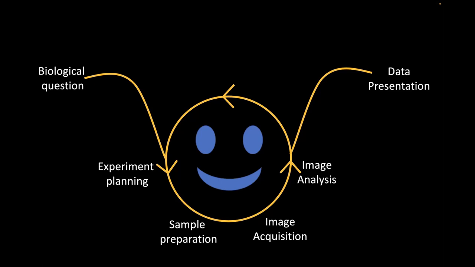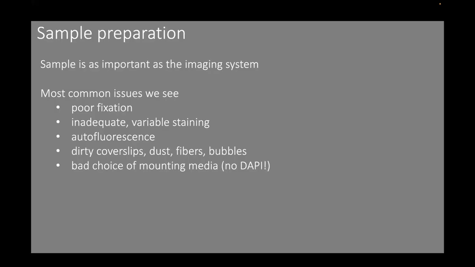So this is normal, okay? This is expected. Those are the most common issues that we are seeing. Poor fixation is number one. Inadequate or variable staining, autofluorescence. Brett will have a poster for the QBI meeting that will talk about how to deal with that in FFPE sections. If that poster arrives in time, we're going to show it on the wall tomorrow. Dirty cover slips, dust, fibers, and bubbles.